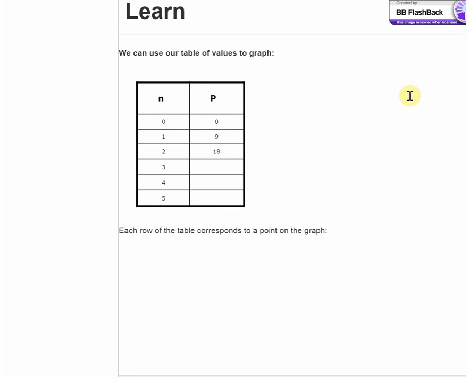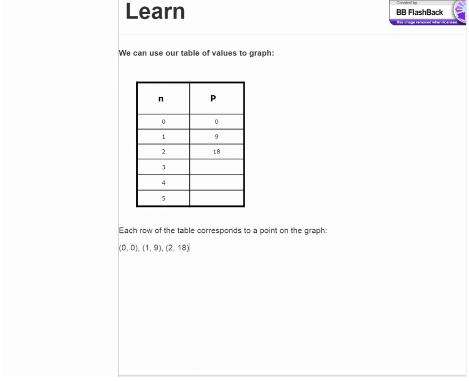So we're going to continue with the problem where n equals the number of lawns that you've mowed and p is the profit. So in our table of values, each row represents a point on the graph. So n equals 0, p equals 0 is a point. And n equals 1, p equals 9 is also a point. N equals 2, p equals 18 is also a point. And you can continue to list out the points.